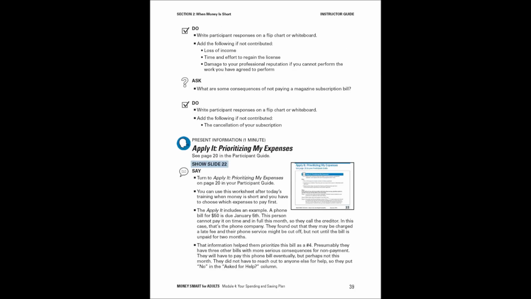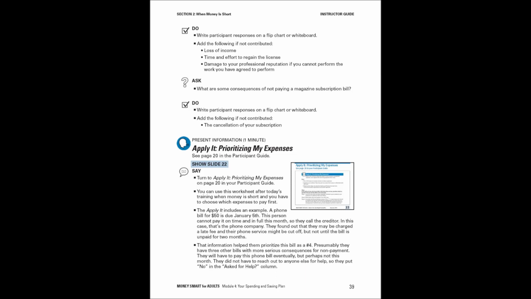The first question: what are some consequences of not paying your rent? Next question: what are some consequences of not paying your car payment? What are some consequences of not paying your annual fee for a license related to your profession? And what are some consequences of not paying a magazine subscription bill? So these questions are all designed to, again, get people to talk, to answer. The participants are going to relate to one or more of these questions, and then that's going to really give you lots of good discussion with your participants about this prioritization topic.